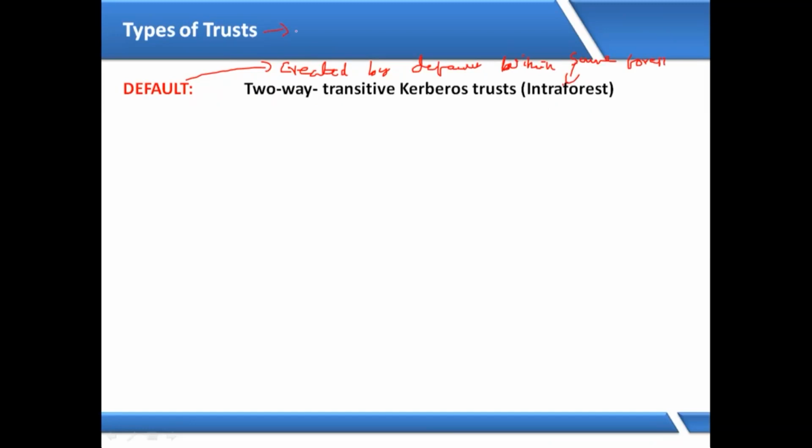So how many types of trust do we have? Five. First one is default. Default trust is created by default. No one will create this. It is created by default within the same forest, between the parent domain and the child domain. What is the relationship between the domains within the same forest? One parent, remaining all child. So we don't have to create it.